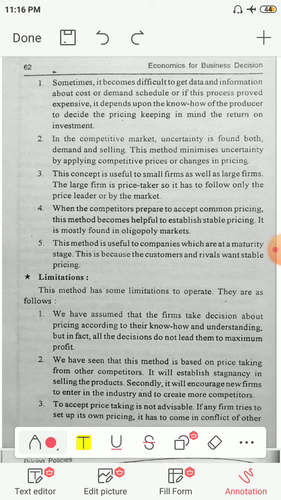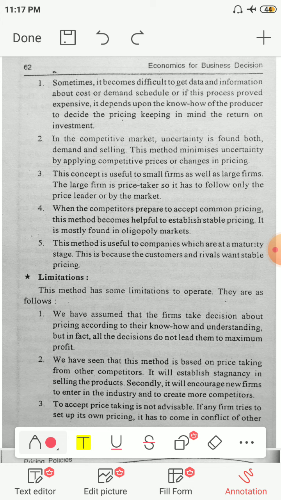Then the second advantage is, in the competitive market, uncertainty is found both in demand and in selling. This method minimizes the uncertainty by applying competitive prices or changes in pricing. So if we decide a price which is based on demand, then demand is a factor which is quite volatile. It may have a great high and a great low depending on the season, depending on the market scenario, depending on the technology and many other factors. So when demand changes, your price will change, and this may create uncertainty and instability in pricing. So if you want stability, then adopting the market price will also be a wise task.